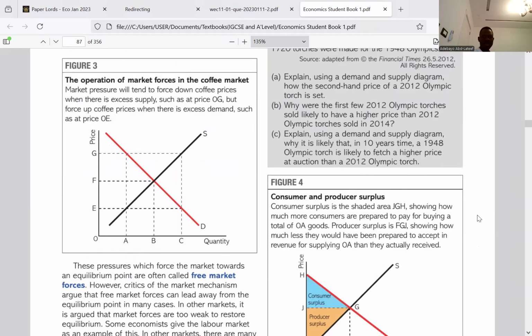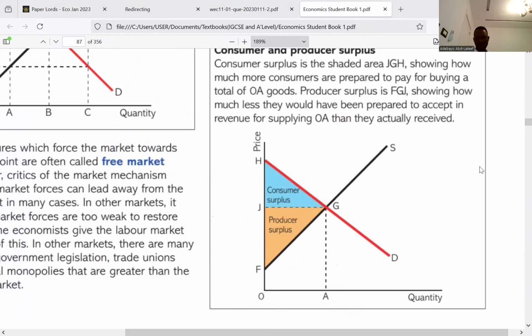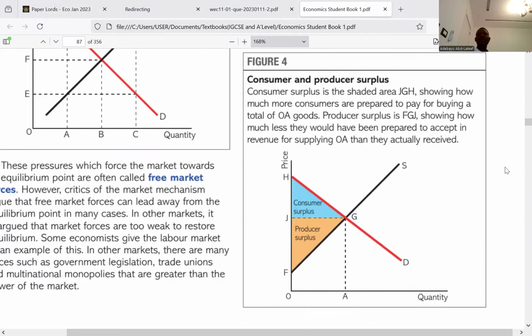We go down. So we have consumer and producer surplus. Figure 4. Consumer surplus starts where the demand curve starts from, and producer surplus starts from where the supply curve starts from. The consumer surplus is the difference between the market price and what consumers are willing to pay. Consumers are willing to pay all the shaded portion in blue until it ends at H. But what they are actually paying is J.